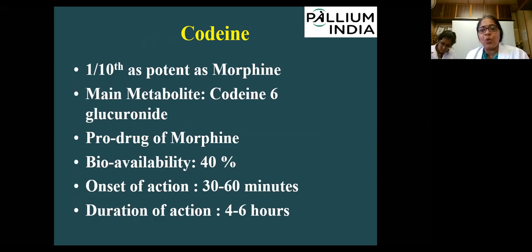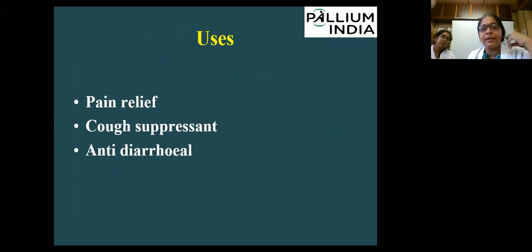When we talk of codeine, I don't know if it is available. Now we hardly get codeine over here. It is 1/10 as potent as morphine. It's mainly used as an antitussive, as an antidiarrheal. And it's a prodrug of morphine, so it becomes morphine when it goes into the body. 40% is the bioavailability. It acts in about 30 to 60 minutes, and the duration of action is 4 to 6 hours. Next slide, please. We don't really use much of it in pain relief because we don't even get it. It is used as a cough suppressant and as an antidiarrheal.